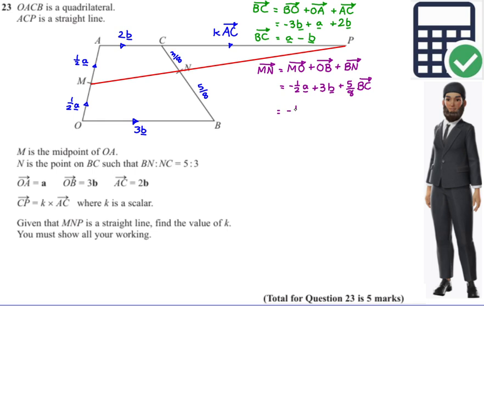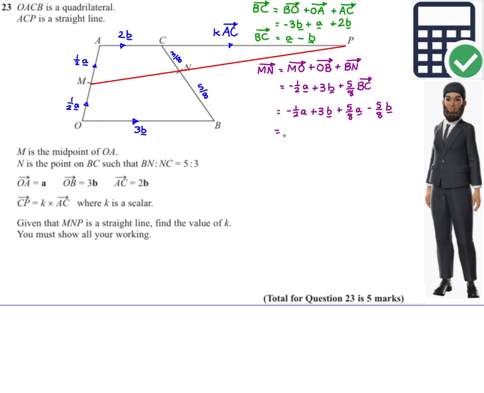So that works out to be minus half A plus 3B. Now I need 5/8 of BC. BC is essentially A minus B. So that's going to give us plus 5/8 of A minus 5/8 of B. Now, what we're going to do next, so let's combine like for like terms.